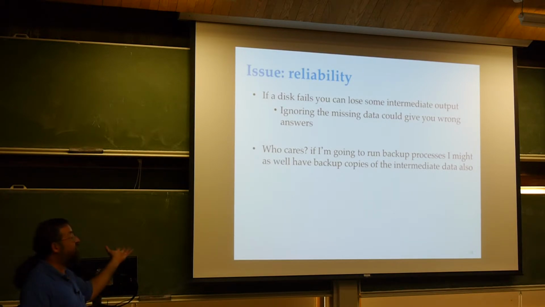Another problem, if a disk fails, you could lose some output. So what do you do about that? Well, in Hadoop, you take the intermediate files, and actually everything on the file system gets replicated a few times by default. So you basically have backup copies of the data sitting on the disk somewhere else.